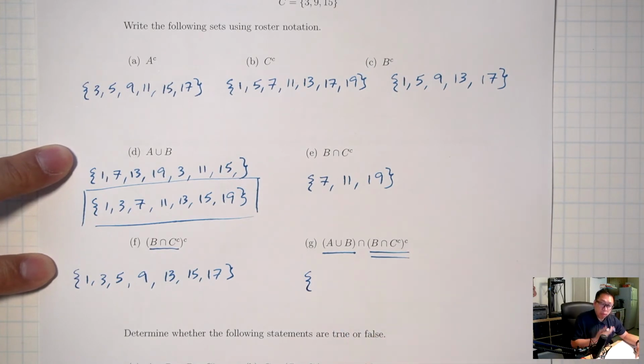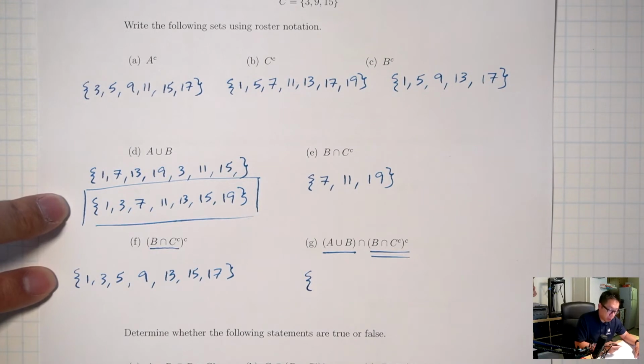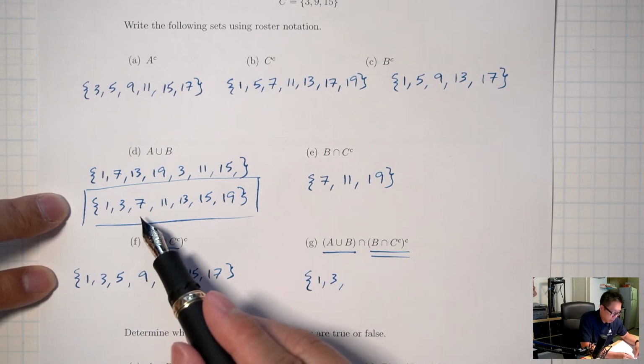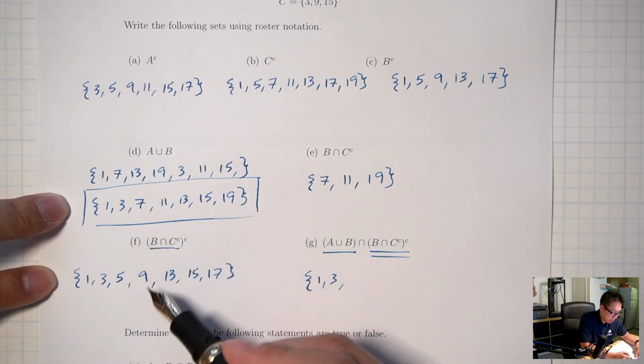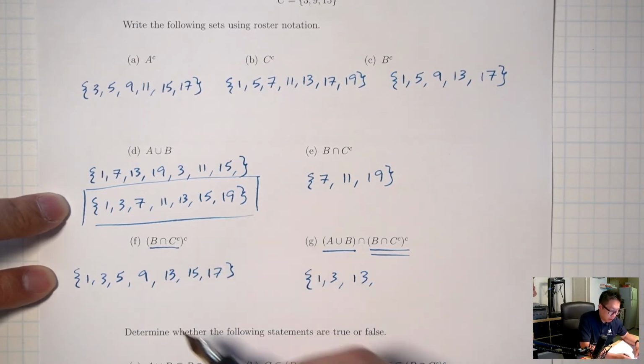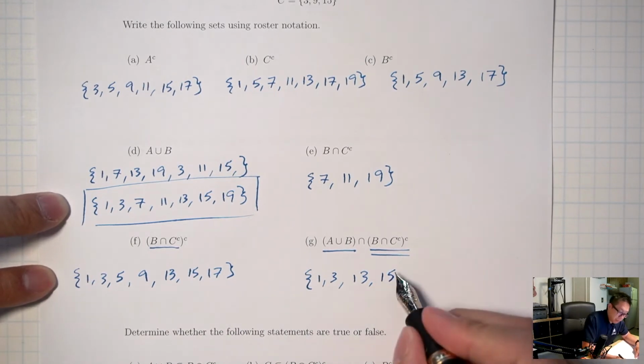Intersect means the overlap, so I want the numbers that are in both sets at the same time. Okay, so let's go through and pick out the numbers that are in both sets. 1 is in both. What else? 3 is in both. Not 7, not 11. 13 is in both. 15 is in both. And I think that's all.